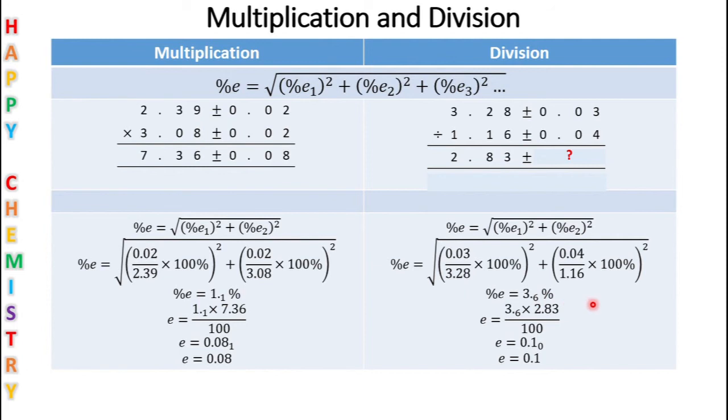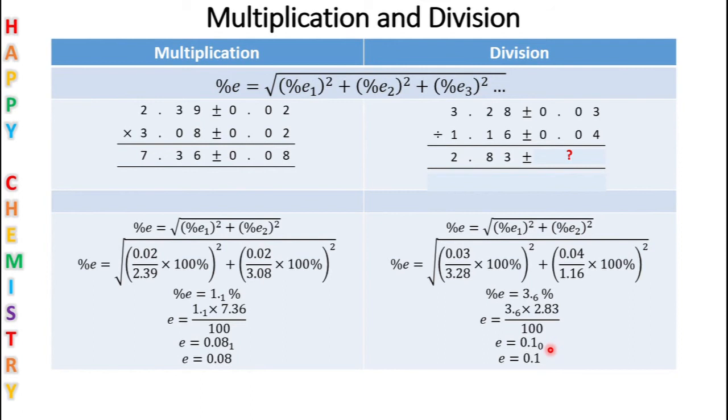The resultant percentage uncertainty is then converted to resultant absolute uncertainty with respect to 2.83. The resultant absolute uncertainty is 0.10. The answer should have one significant figure. Therefore, it is written with 0 in the decimal place subscripted to indicate the extra digit carried out during the calculation.